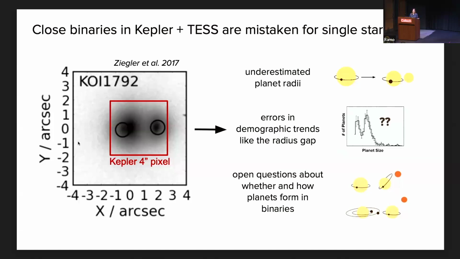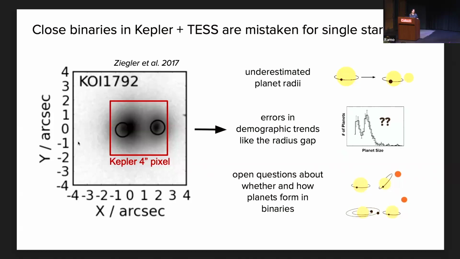And this has a lot of negative effects on the population and our knowledge of it. You can get things like underestimated planet radii from diluted transits. You can also get errors in planet radii at the population level, which leads to uncertainties in things like the radius gap that a lot of people have talked about.